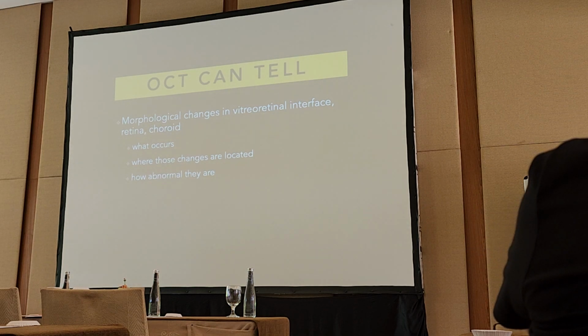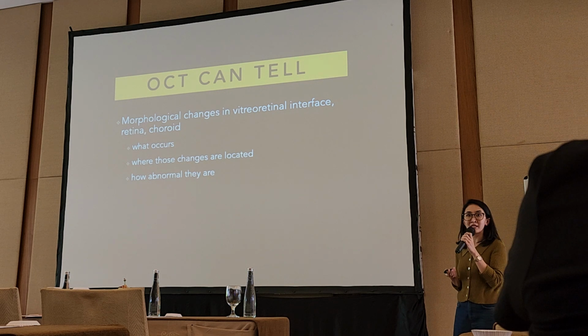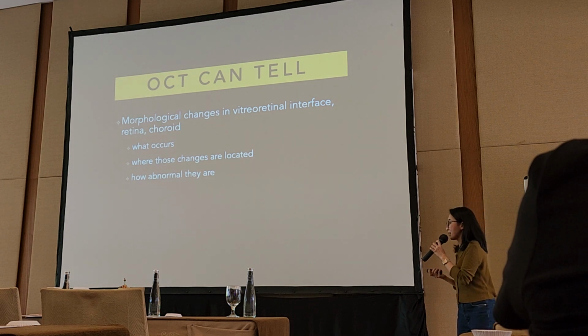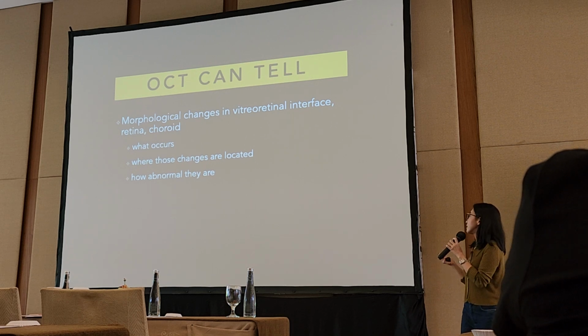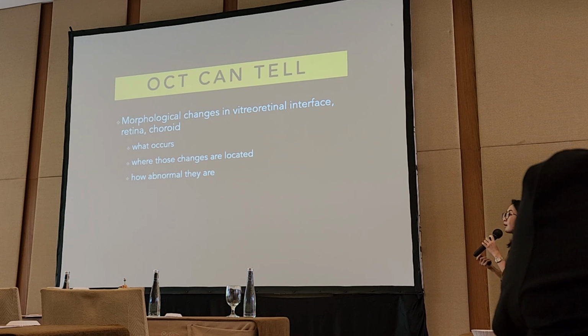OCT can show morphological changes in the retinal interface, the retina, up to the choroid. We now have swept source OCT, where the wavelength is longer and the penetration is very good, until we can see the sclera of the eye. So we can see what occurs in this tissue and where those changes are located, whether in the inner retina, outer retina, or RPE. We can see from the OCT how abnormal they are.